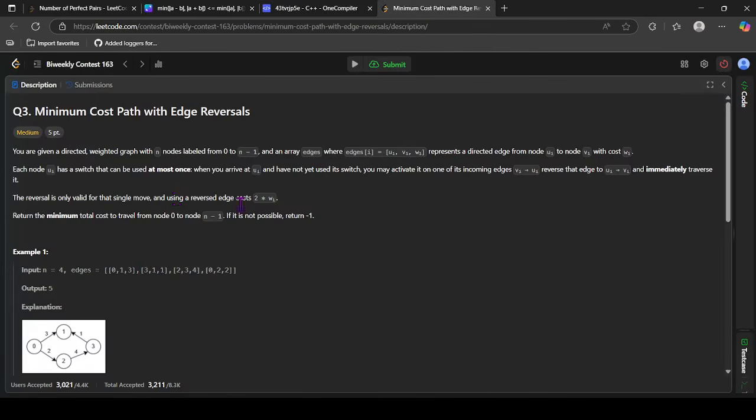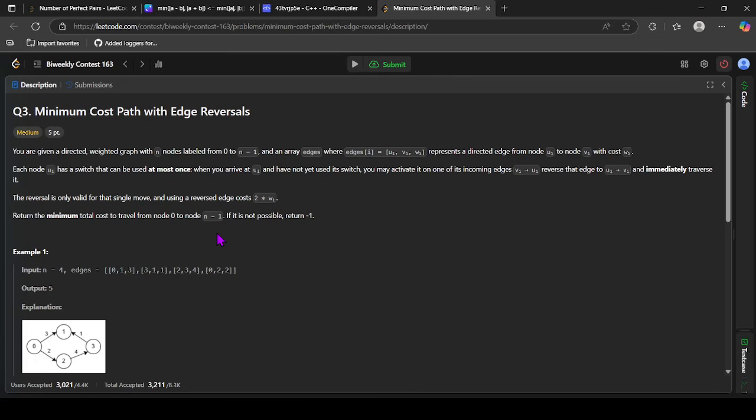Let's discuss the second one. You are given a directed weighted graph with n nodes labeled from 0 to n minus 1, and edges ui, vi, wi represent a directed edge from ui to vi with a cost wi. Each node has a switch that can be used at most once. When you arrive at ui and you have not used its switch, you may activate it, choose one of the incoming edges, reverse that edge, and immediately traverse it. The reversal is only valid for a single move, and using a reversed edge costs 2 into wi.